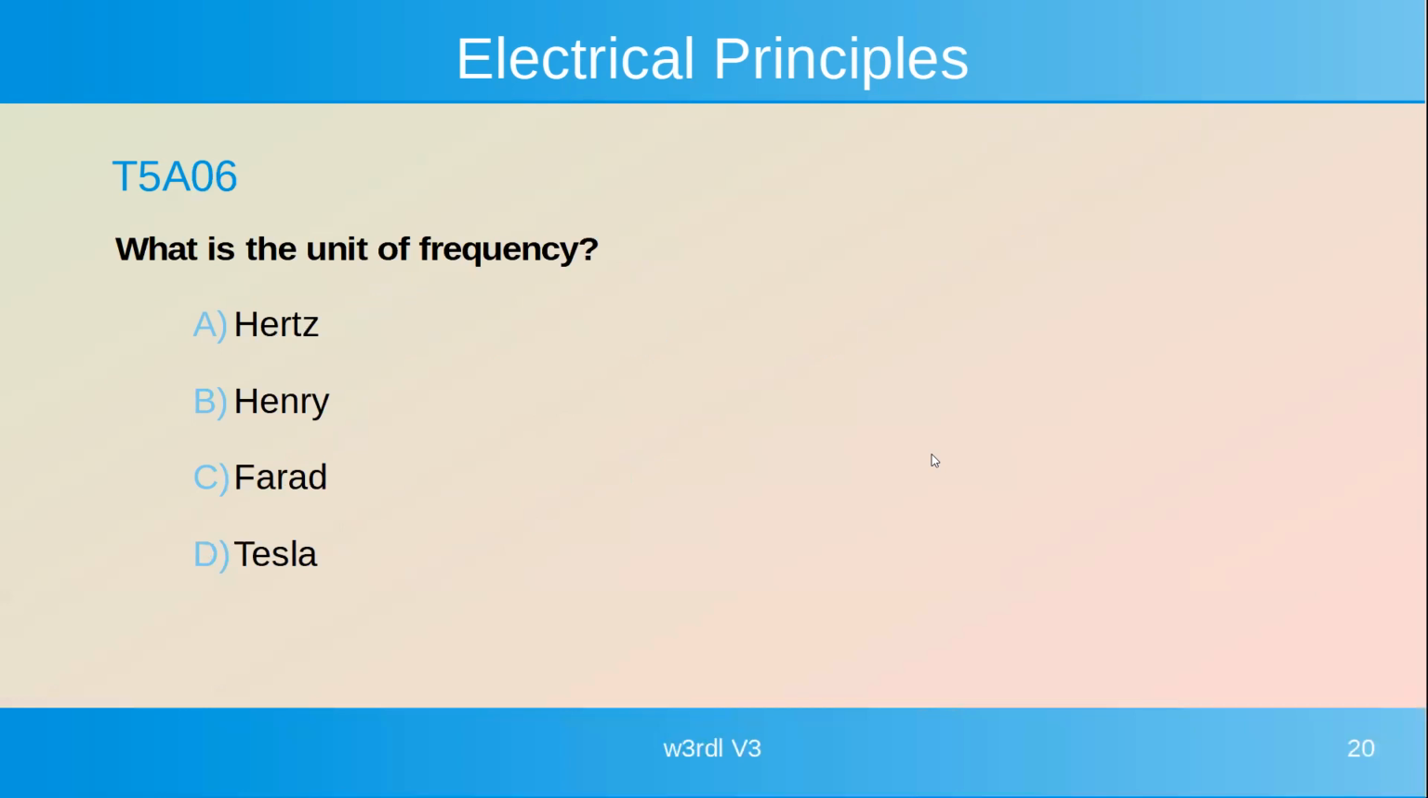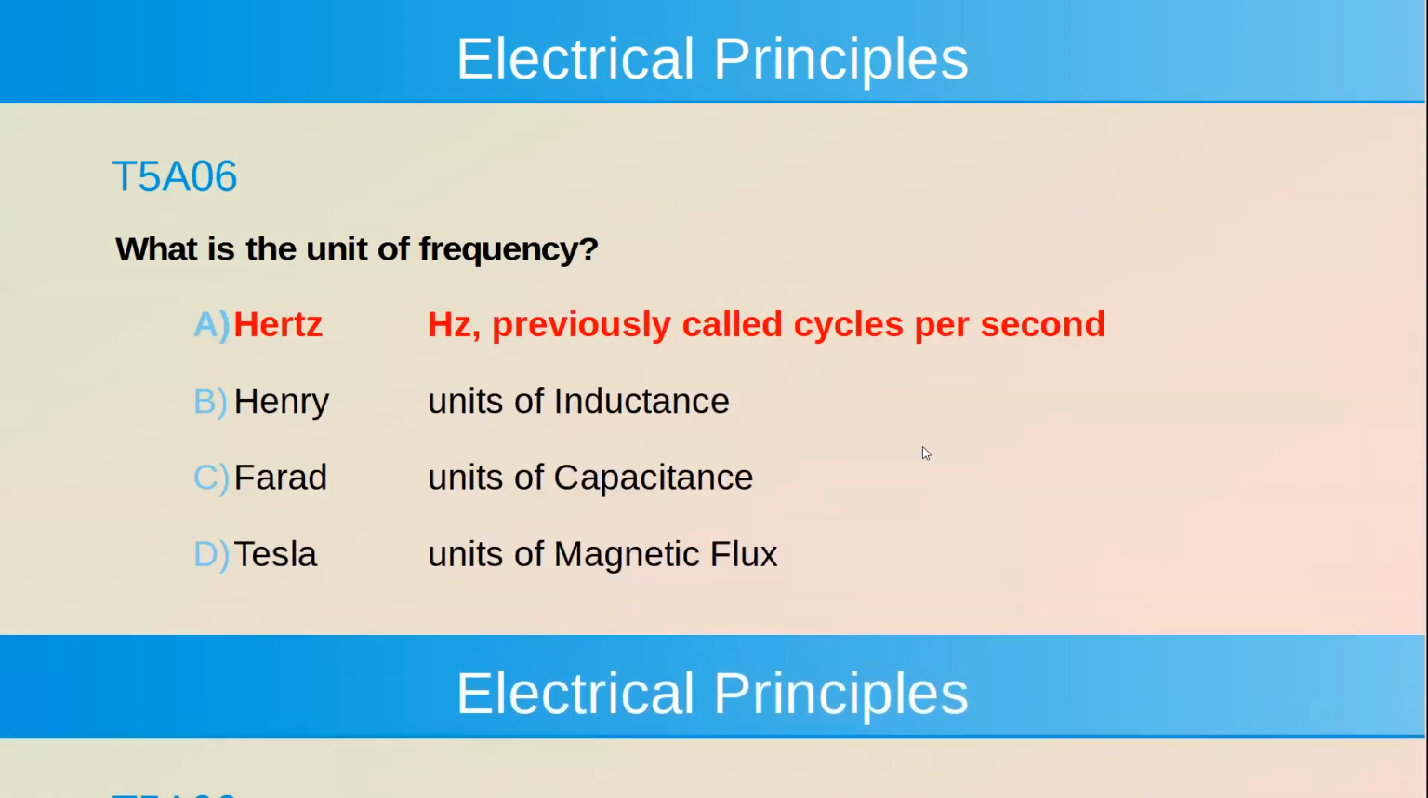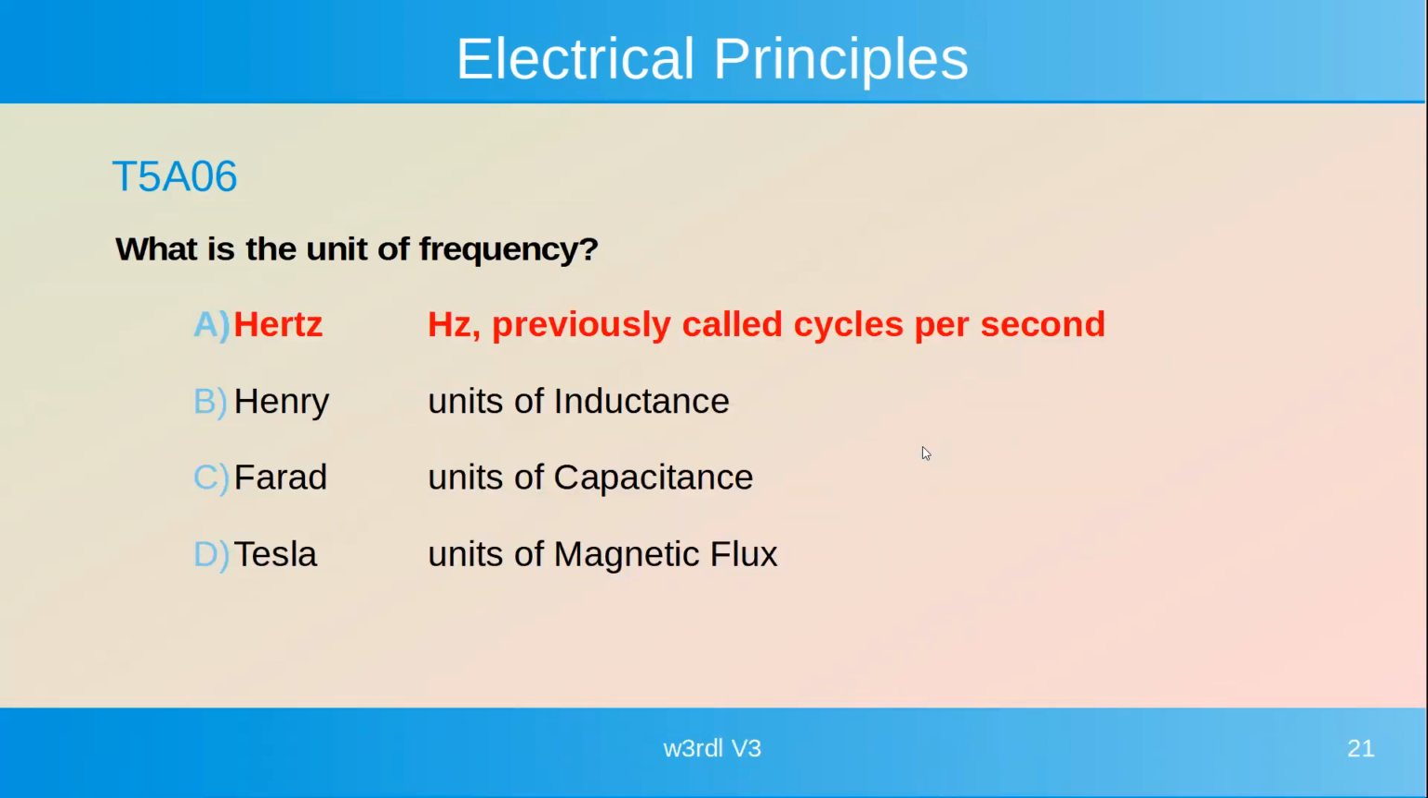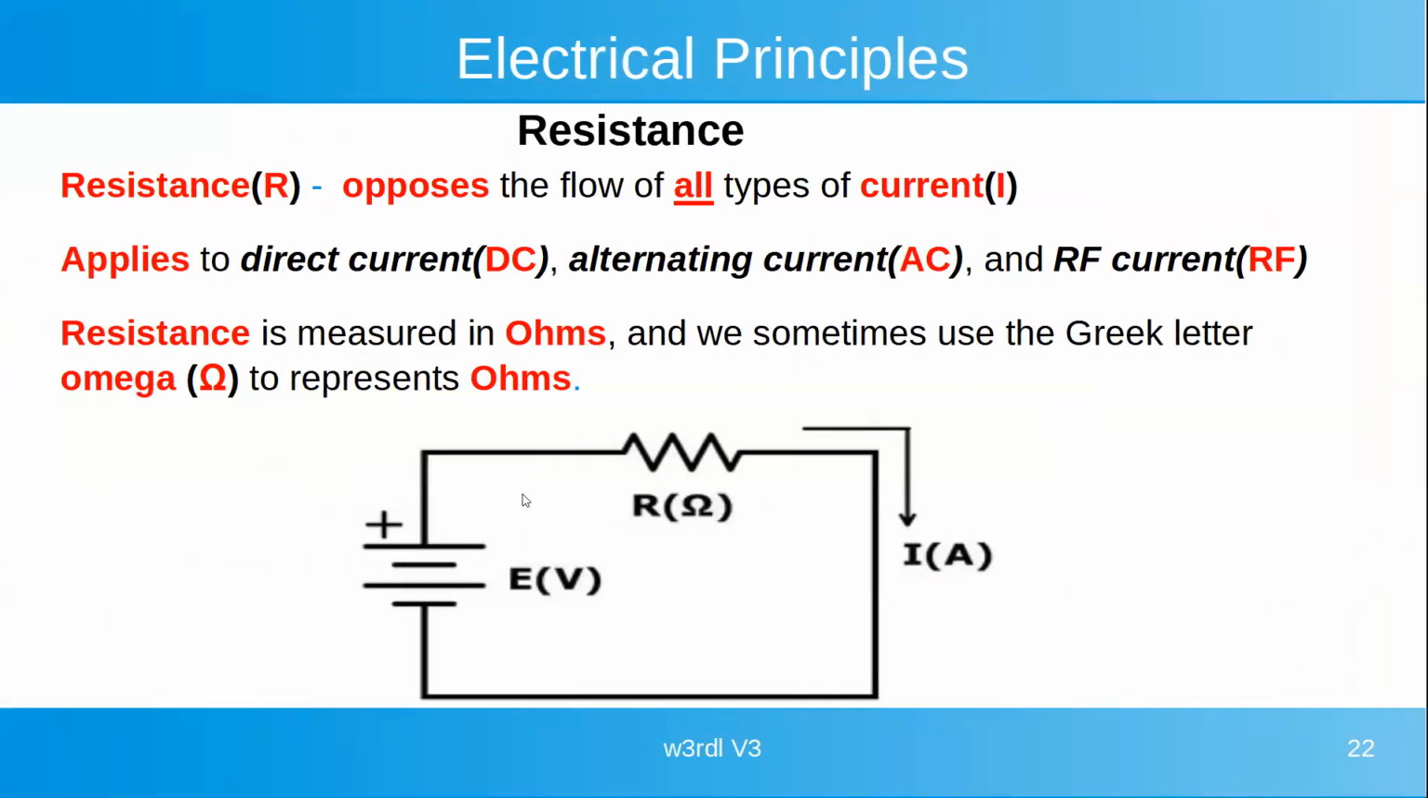So what is the unit of frequency? Hertz. And it's a proper name, therefore it's a capital H, little z. That's on the test. Henry is a unit of inductance we haven't talked about, and a farad is a unit of capacitance we haven't talked about yet. And a Tesla, not named after the car, but after Nikola Tesla himself, is a measure of magnetic flux. And in 20 years, it'll be called an Elon.